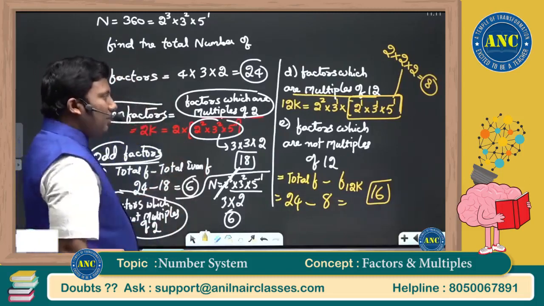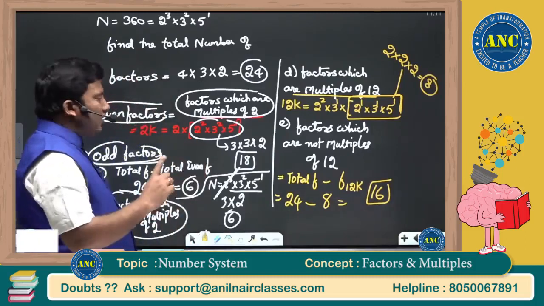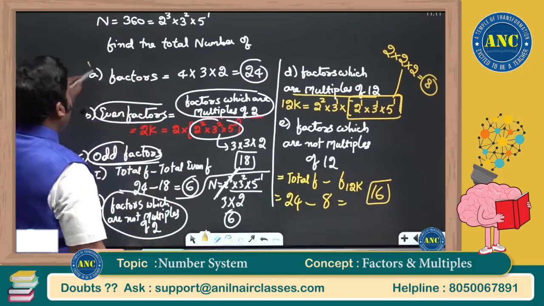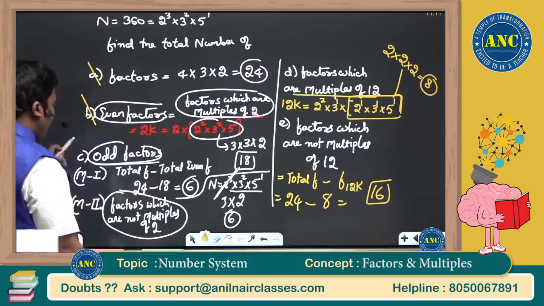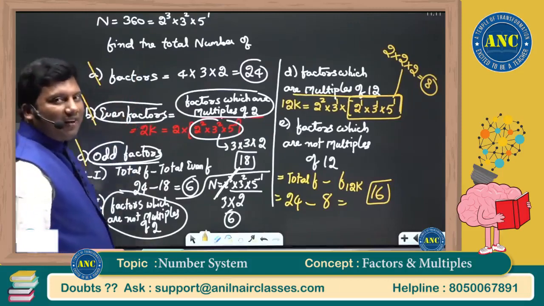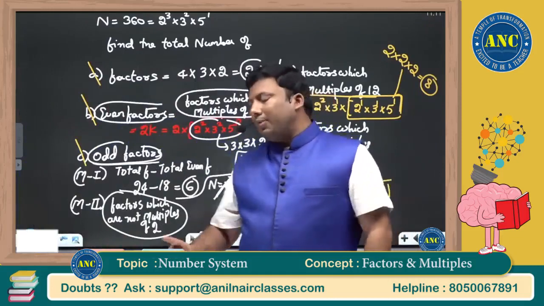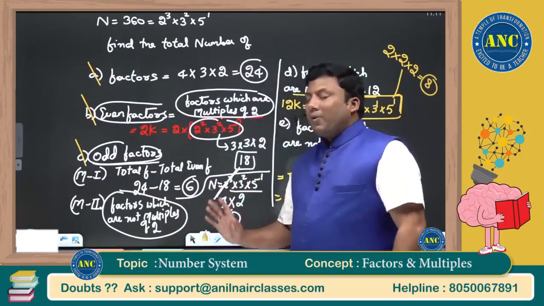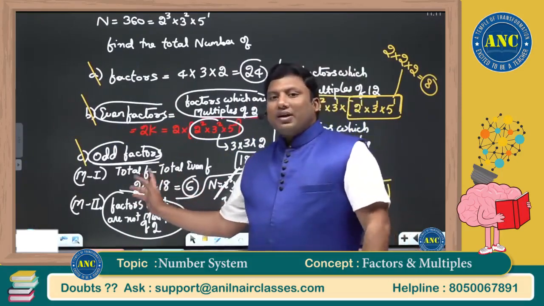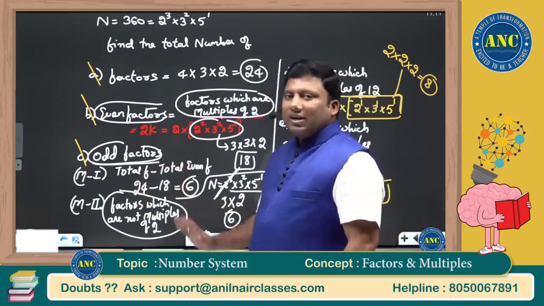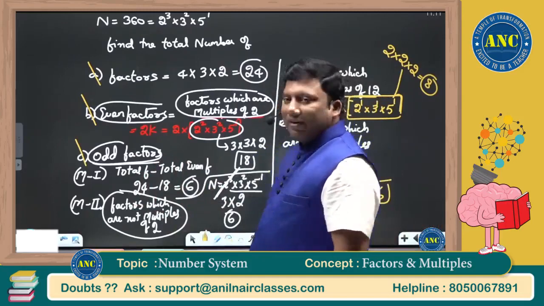I hope the idea is clear. Factors which are multiples of 12, factors which are not multiples of 12. How to find the factors? How to find the even factors? How to find the odd factors? Odd factors are the factors which are not divisible by 2. Eliminate all the powers of 2, or take total factors minus total number of even factors.